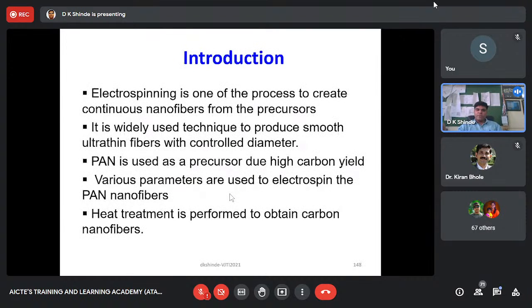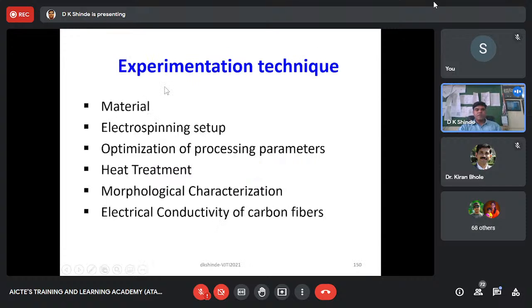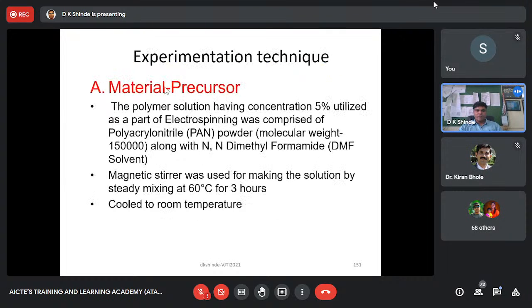Electrospinning is one of the processes to create continuous fiber from precursors, widely used for smooth and ultra thin fibers. This is the electrospinning setup. You have the collector and you have the syringe pump. Between these two, a voltage difference is applied. Due to the voltage difference and solution viscosity, the Taylor cone will be formed and the fibers will be pulled and collected on the collector, and that's how electrospinning generates the fibers.